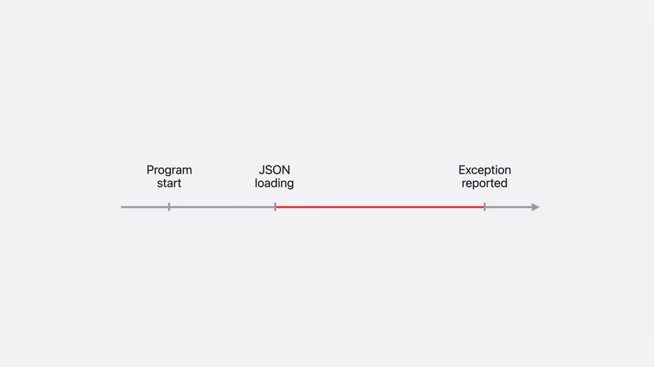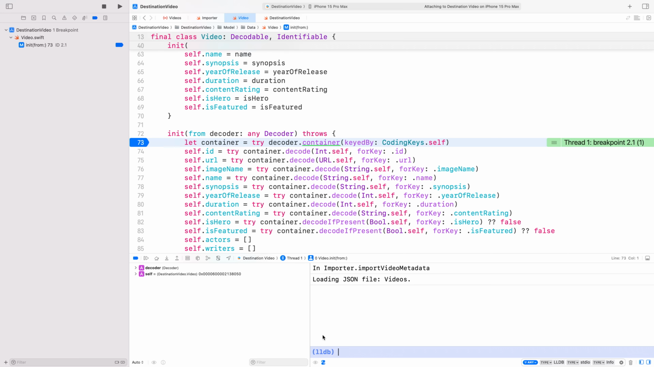Let's look at another part of our program, the video constructor that takes a JSON decoder. I suspect one of those try statements are problematic. But if we break on every call to the video constructor, we will have an issue. There are too many videos in the application.